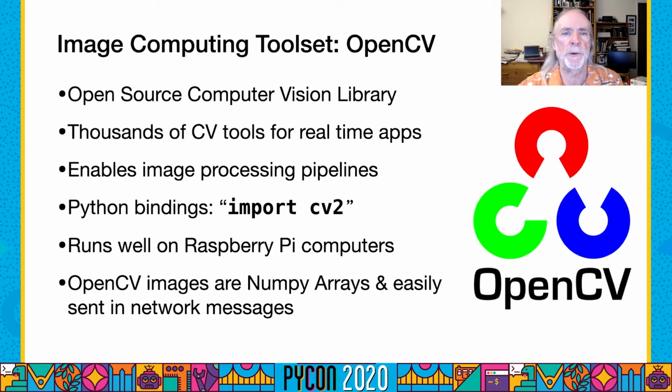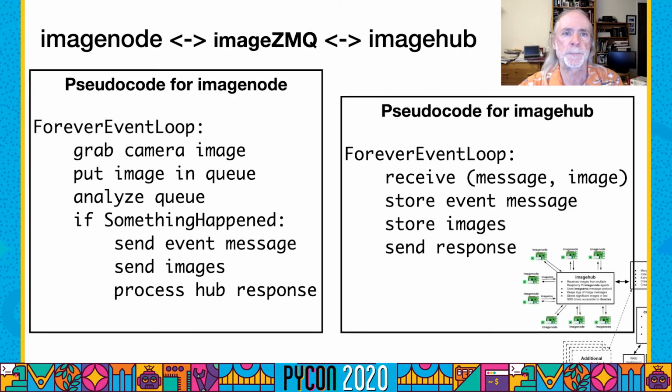So image computing, the toolset, OpenCV. This is a big one. If you haven't used OpenCV yet, you should. There's plenty of tutorials out there. The Python bindings are great. It's one line, import cv2. It's a bit tough to install it on some things like Raspberry Pi computers, but there's tutorials out there for that as well. It runs really well on Raspberry Pi computers, actually. And the OpenCV images, you'll see them passed around in some code in a bit. The OpenCV images are easily sent as network messages because they're basically NumPy arrays.